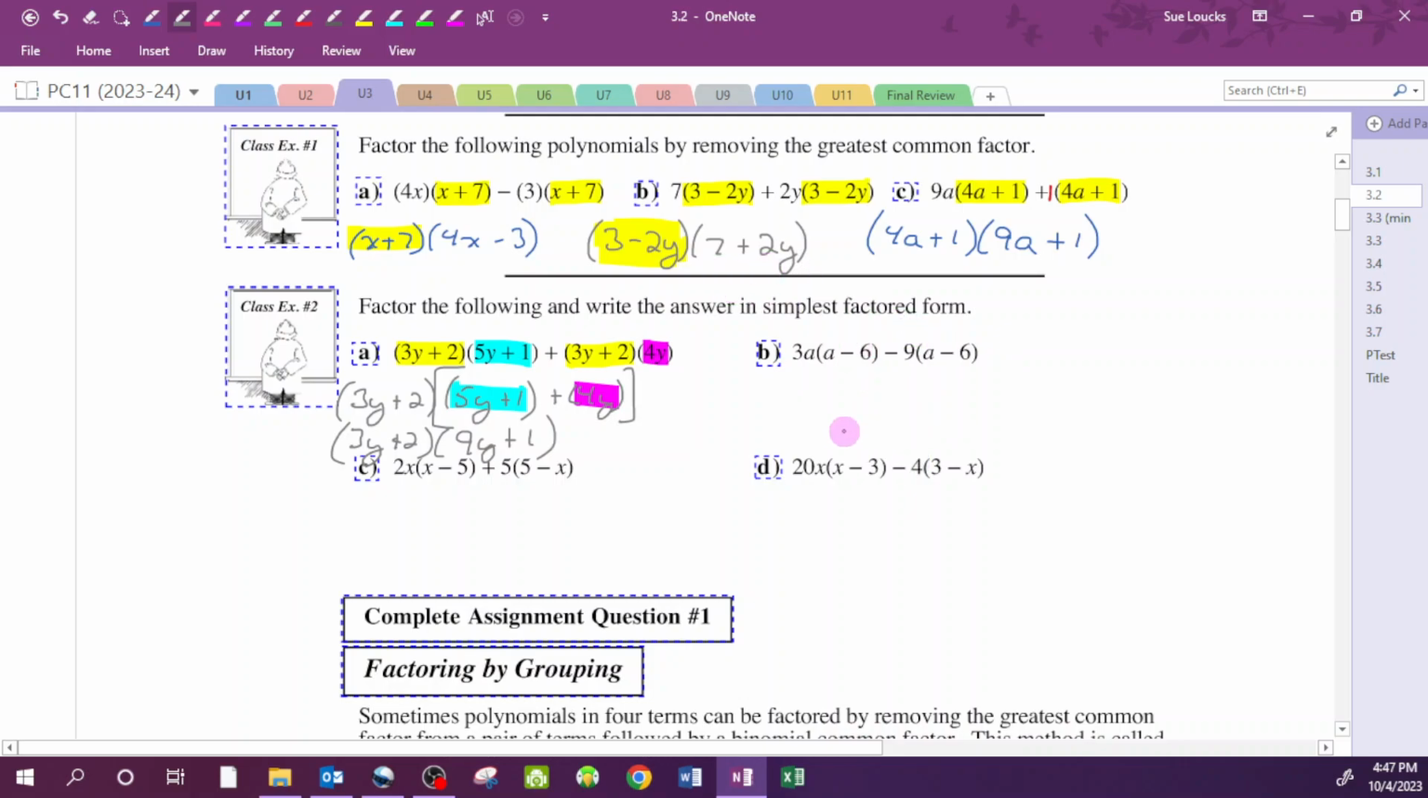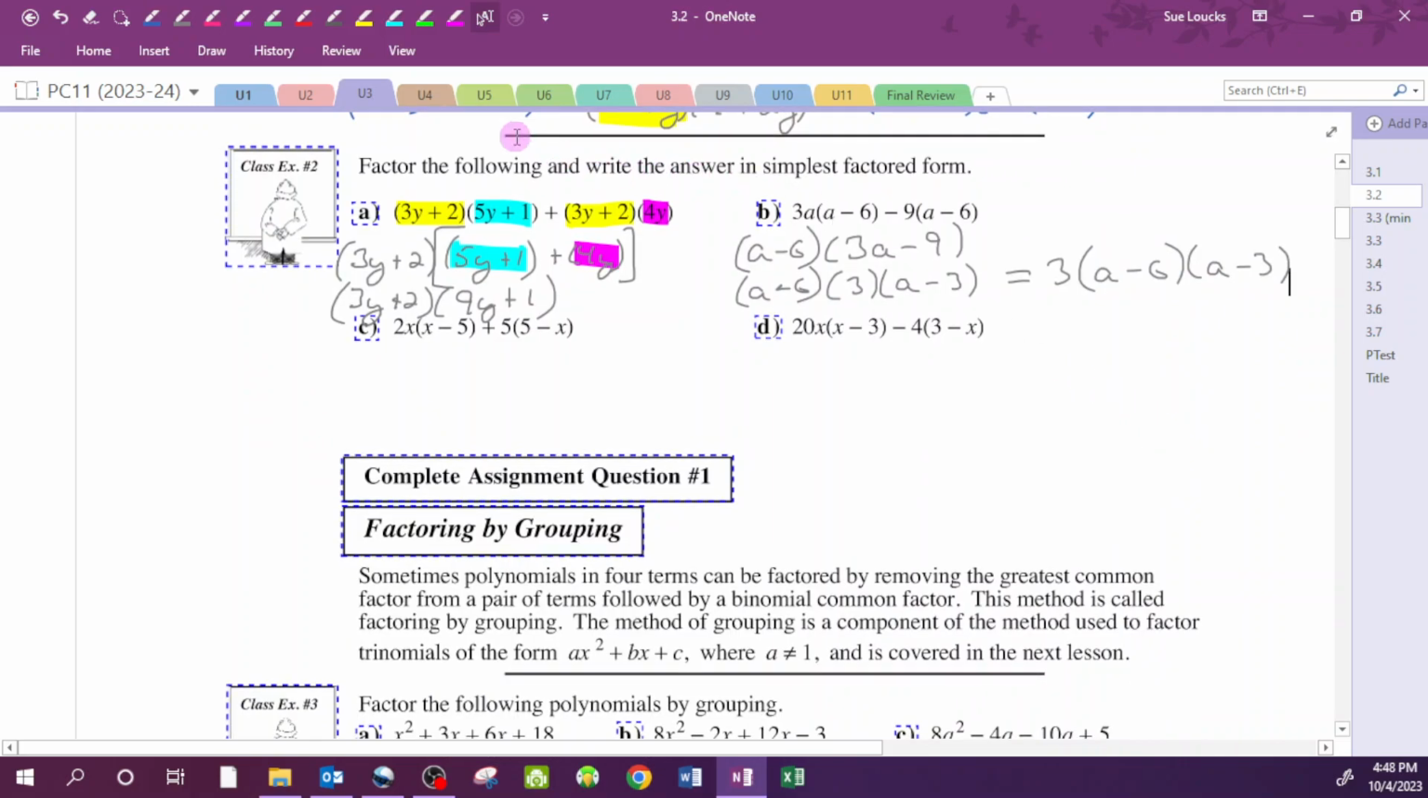Similar here. I've got a minus 6 times 3a minus 9. But I can factor a 3 out of that. So I get a minus 6 times 3 times a minus 3. And then I want to move the 3 out front because our convention is that that's where we put it, and a minus 6 and a minus 3. Doesn't matter if I go a minus 6 or a minus 3 first. That's just fine. Okay? All right.